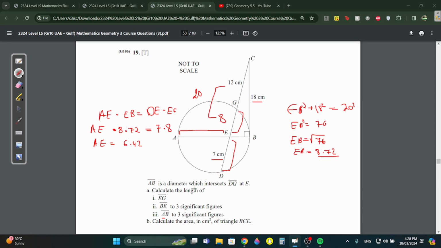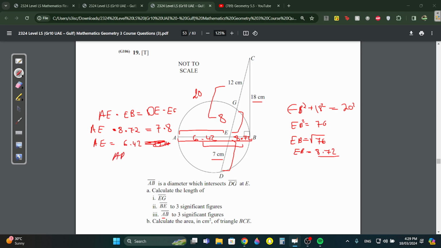But that's not what they're asking. They're asking for three significant figures, so 6.4, yeah, 6.42. They're asking for the whole thing, AB. AE we found is 6.42, and we know BE is from part II. This is 8.72. Can you find AB if you add them? Of course you can. 8.72 plus 6.42, and you get 15.14.